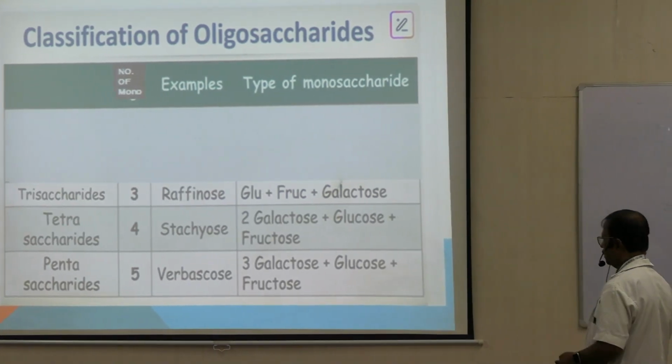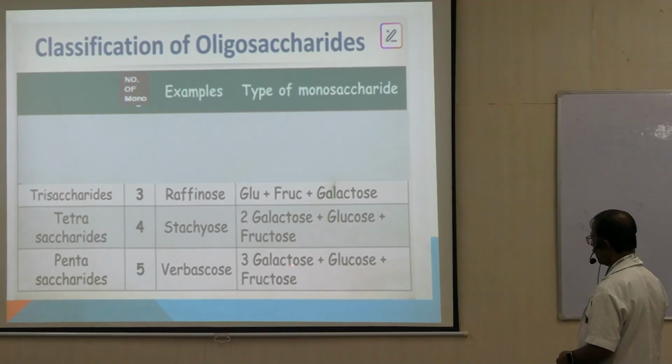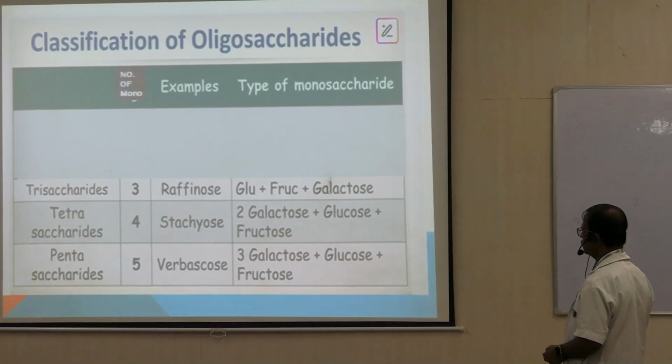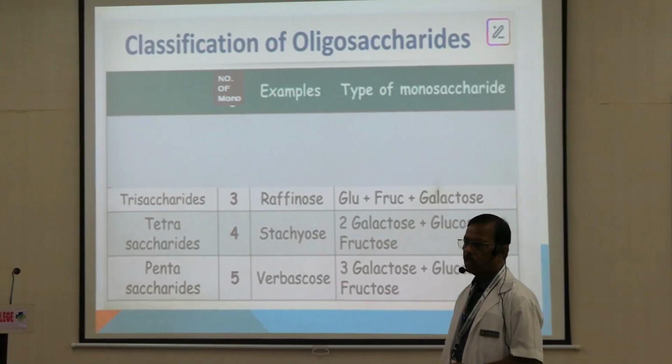So this is a pentasaccharide. It will contain 3 galactose, 1 glucose and 1 fructose. They are mainly responsible for glycosylation of proteins.